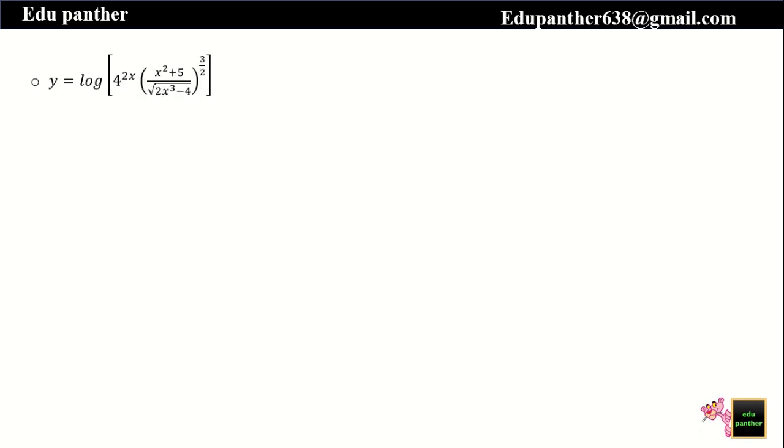So here our first problem is y is equal to log of 4 raised to 2x into this bracket raised to 3 by 2. Now before starting with this problem, it is clearly understood that this is a composite function. But remember one thing here, the base of log is not mentioned. So if in any question the base of log is not mentioned, then by default that base will be e.